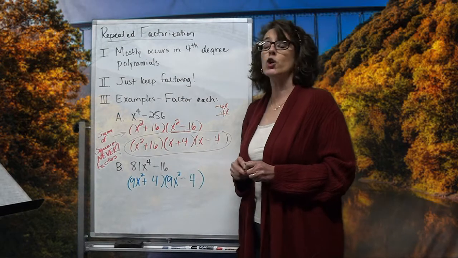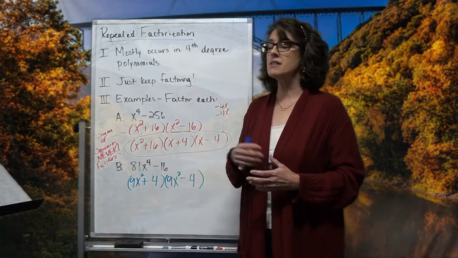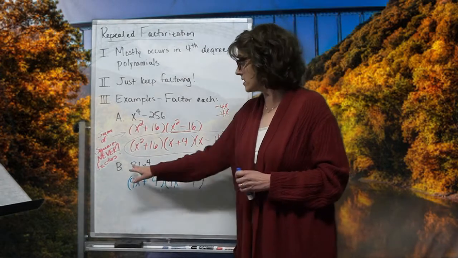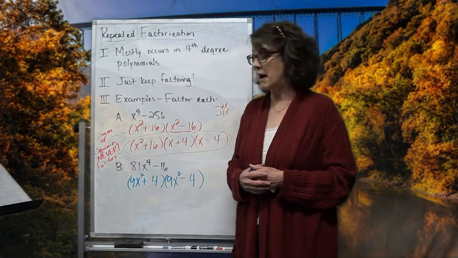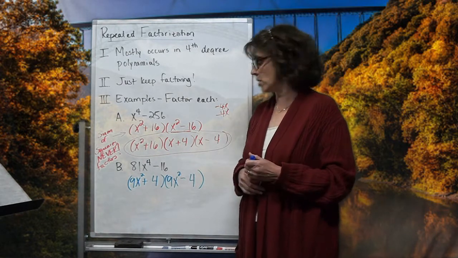Granted, 81 could split as a 27 and a 3. 16 could split as an 8 and a 2 or a 16 and a 1. This could split as an 81 and a 1 for that matter. But like I said, 9 times out of 10, if it splits evenly, that's what you're going to do.